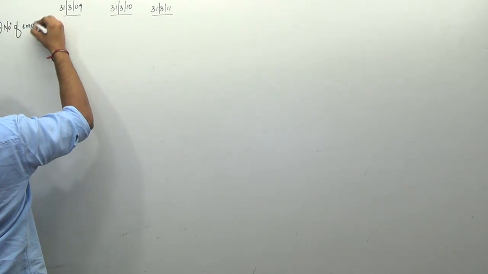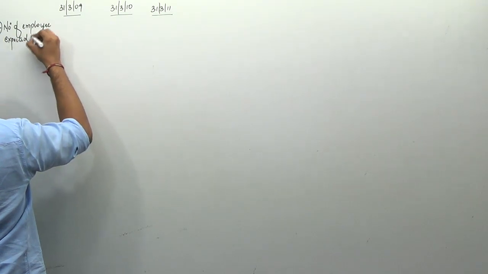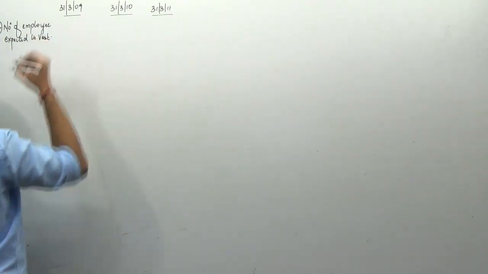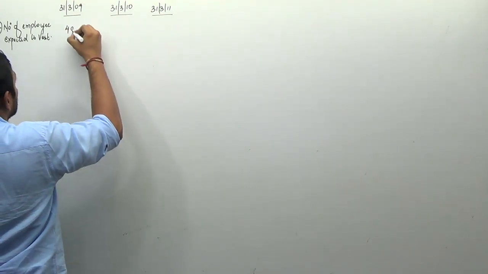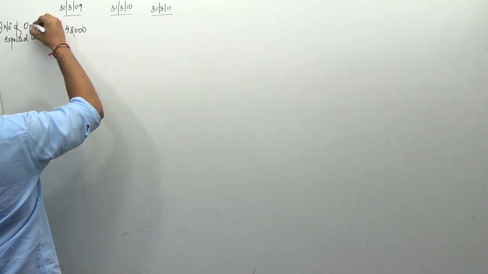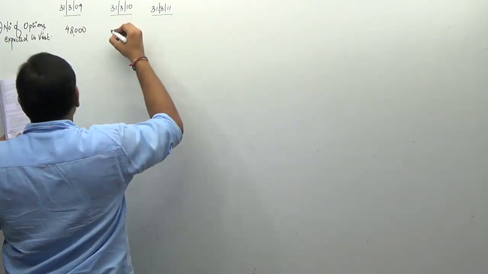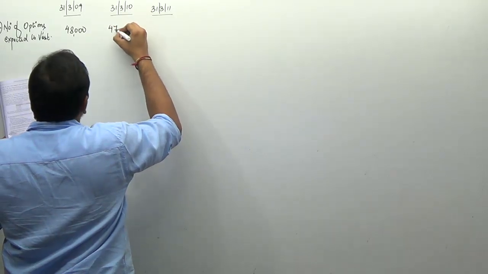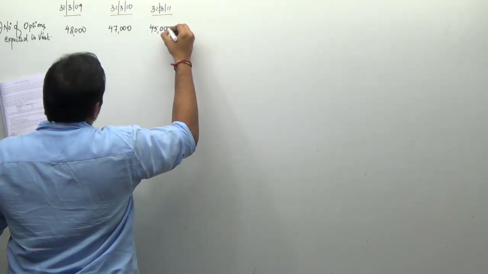Start with number of employees expected to vest. Read the information given. Number of employees satisfying the condition of continuous employment were 48 on 31st March 2009. Per employee, 1,000 options were granted. So number of options expected to vest is 48,000. Second one, 31st March 2010, 47,000 options. Finally, continuous employment was satisfied by 45 employees, that is 45,000 options.